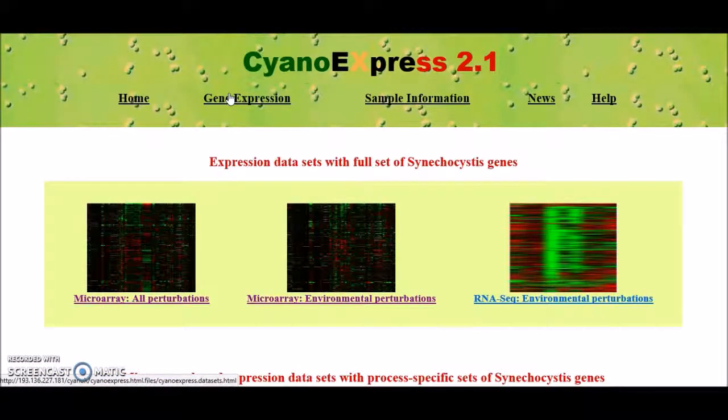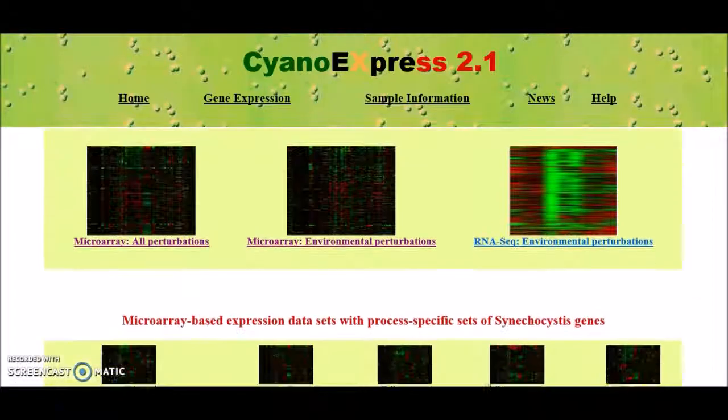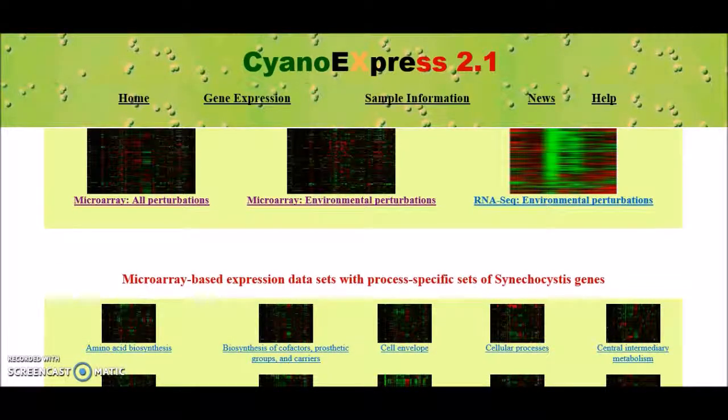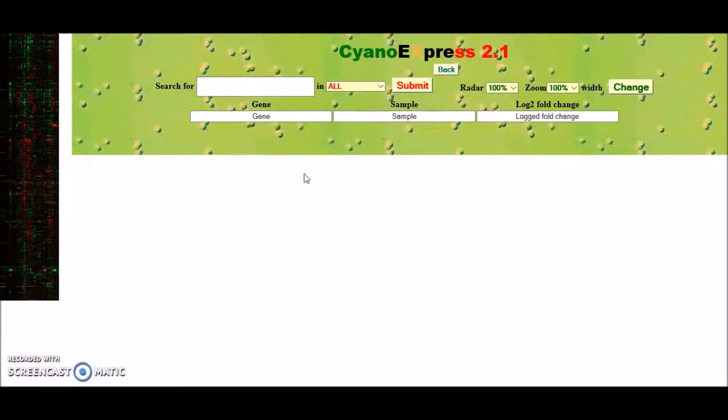Here you can explore different heat maps depending on whether your interest is to explore the full dataset under microarray all perturbations or only data generated using synechocystis wild-type strains under microarray environmental perturbations. Else, the RNA-seq data can be selected. Heat maps for specific functional categories, including cellular processes and energy metabolism, can also be accessed through icons shown in the lower panel. By clicking on Microarray Environmental Perturbations, we access the exploratory tools available on this website.